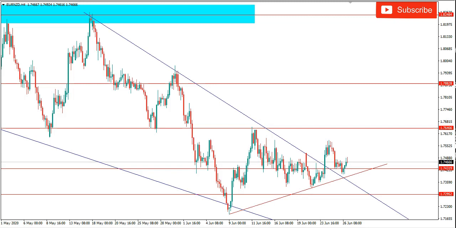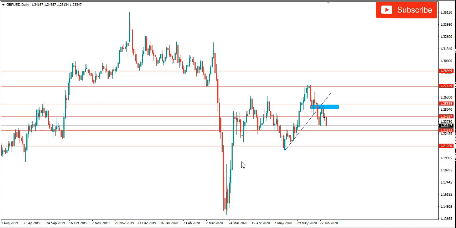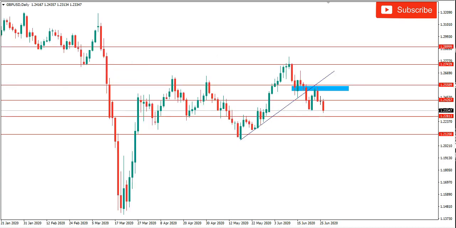So let's go to the last pair for today, GBPUSD. Okay, so what do we have on GBPUSD? First of all, we have this trend line from this area, right? And I'm sure if I take the line from here, it will also align. Let me do that.